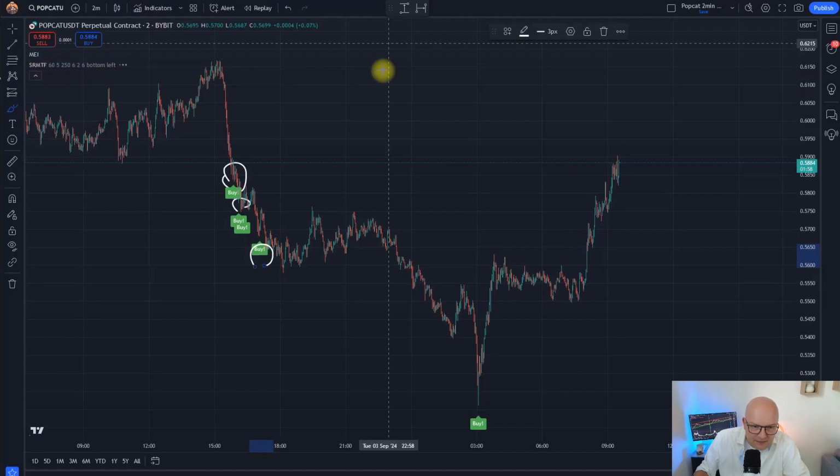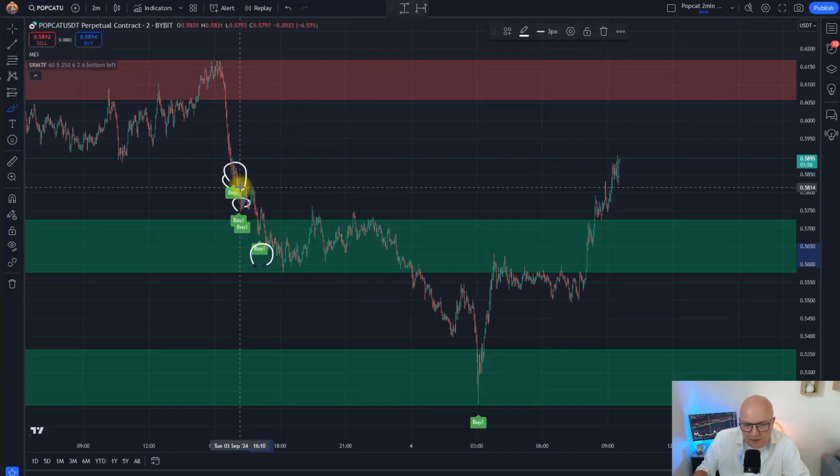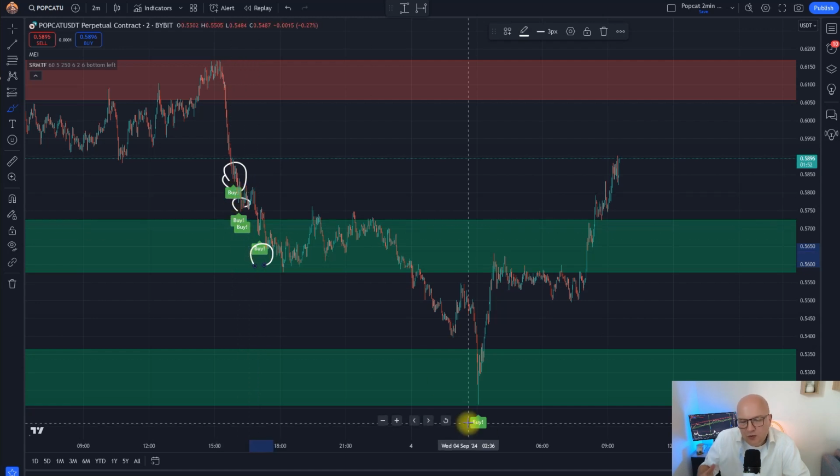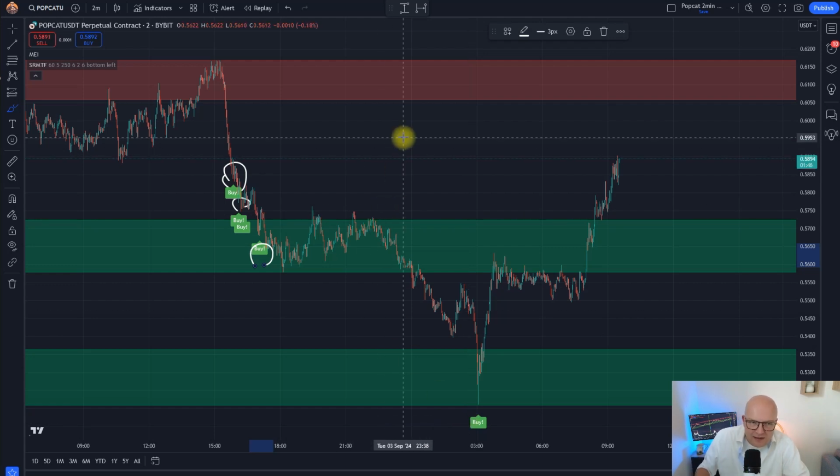So even here, in this example where I bought 1, 2, 3, 4, 5 times, I only had a total position size of 5,000. And I can only do this, of course, because I trust the indicator a lot. So this is one thing: be very gentle with your position sizing, and remember that trading is a marathon and not a sprint.